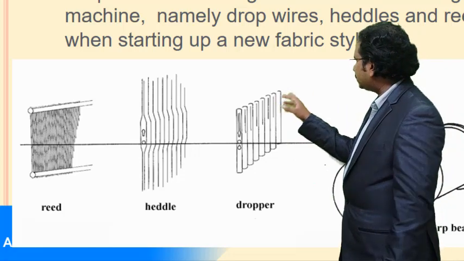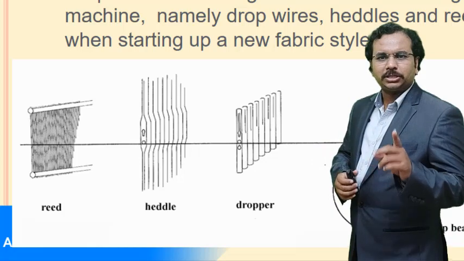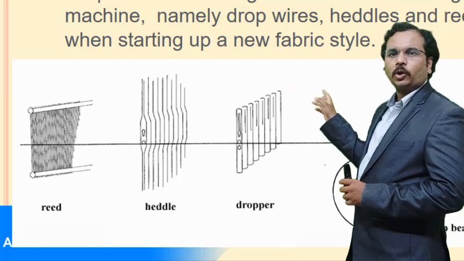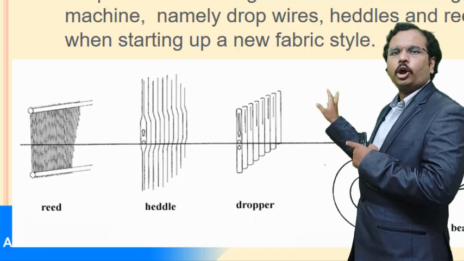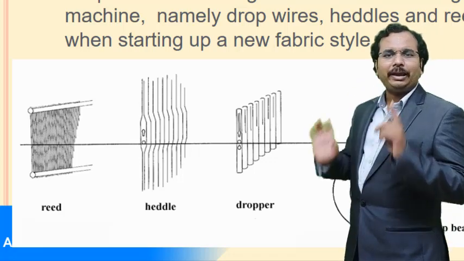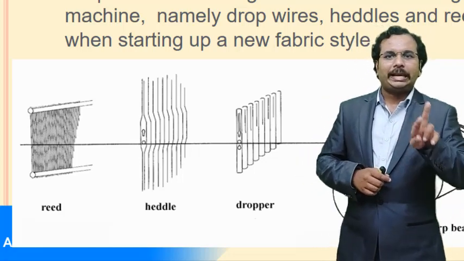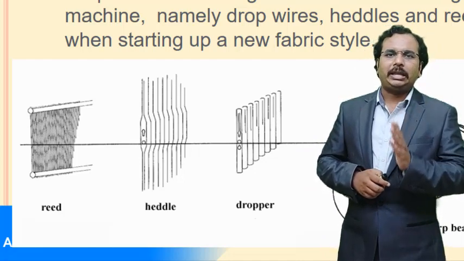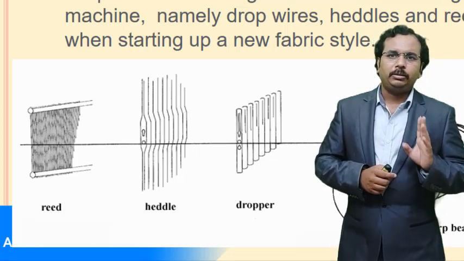These are the major parts. Drawing-in is specifically the drawing of warp threads through the drop wires and the heddle frames, and the denting process is the drawing of the warp threads, after the drawing-in, again through the reed dents. Through the dents of the reed we are passing the yarn. This process is called the denting process.